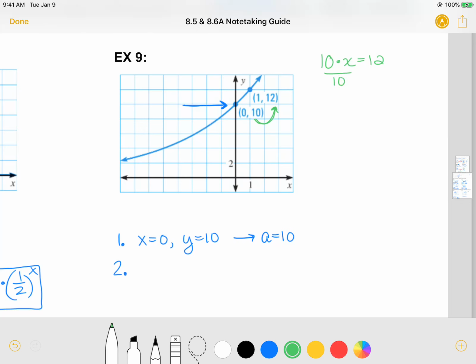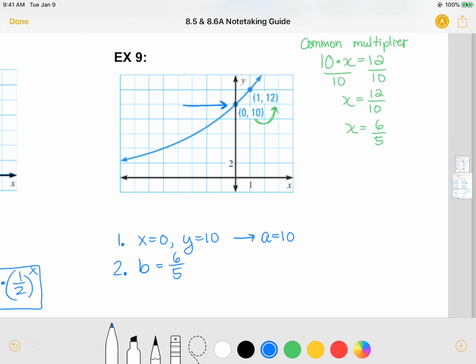So if we just simply divide each side by 10, that means that x is equal to 12 over 10, and that is the number 6 over 5. So that is my common multiplier. Okay, this is our common multiplier. So that is b. So b equals 6 over 5.